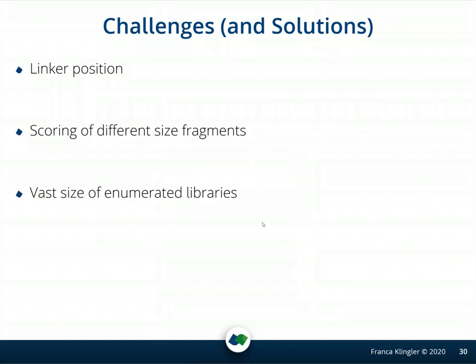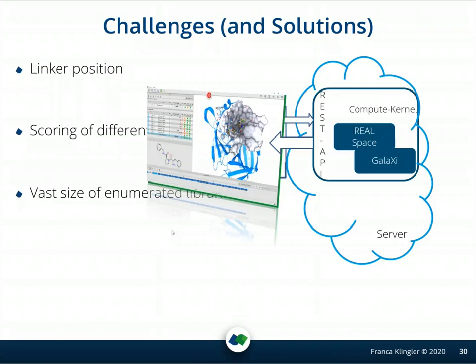And then there is the vast size of those enumerated libraries. In the enumeration step, you go up to quite a few million molecules. And the question, of course, is how do you make this nicely available on the one hand on the interface, but maybe have a REST API to a powerful computer where you can search and dock those big spaces on your server and come back to your interface for picking the molecules that are of interest for you.